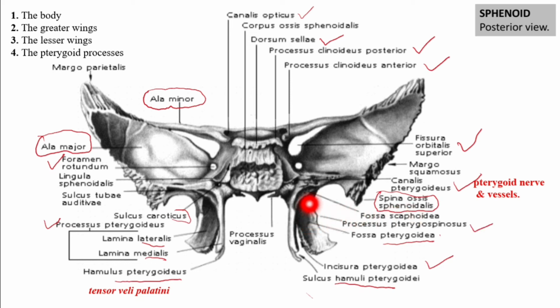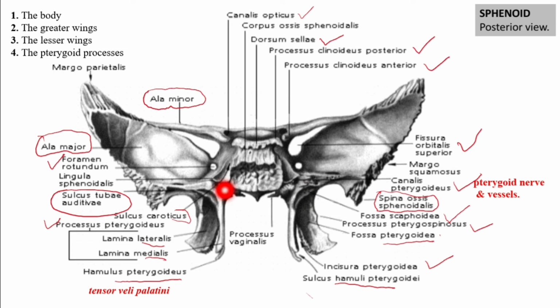You can see here there is a prominence. It's not smooth. It's actually a process called the pterygospinous process, processus pterygospinosus. And here there is a fossa, not really a right angle, but you can see a turn here, and it's very clear. It's called the scaphoid fossa, fossa scaphoidea.